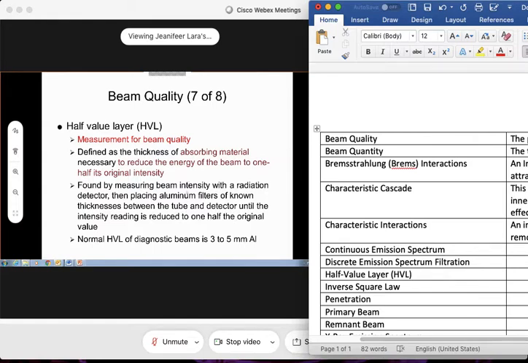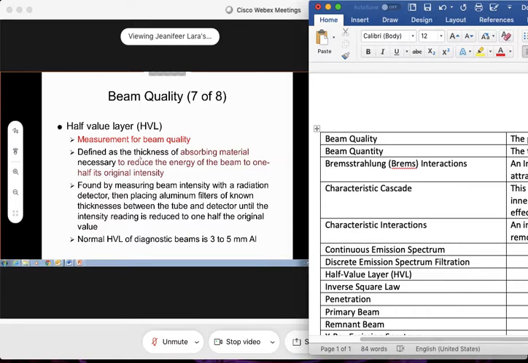So the overall intensity, because remember I said I don't like intensity. Every other source has said it is always the amount of beam quantity. However, in this resource, and I do understand why, it uses the word intensity to also incorporate the quality, the energy of the beam. So whatever absorbing material we're using to reduce the beam to half of its original intensity, that's what the half value layer does.